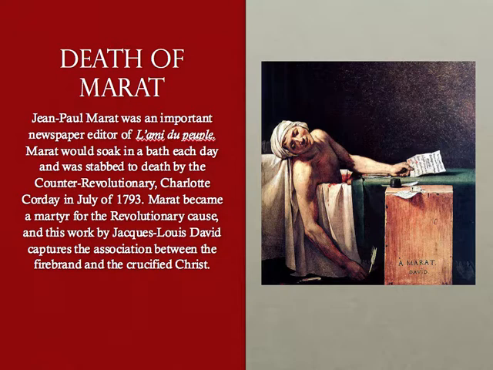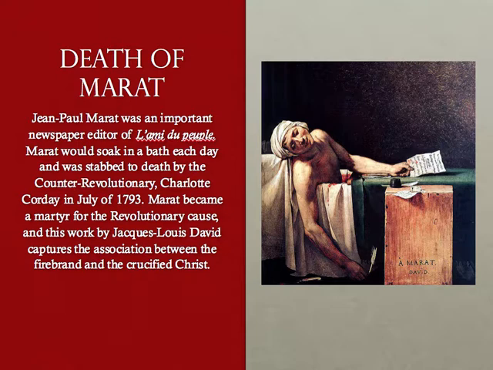So shortly after, about 6 months after Louis is executed, this woman takes it into her own hands to slip in under the guise of, she says, I have a list of people that are plotting against the new Republican government, and Marat, allowed in as Marat is soaking. He has a skin disease, so he soaks quite often, and she stabs him with a small knife that she brought with her, a little stiletto.